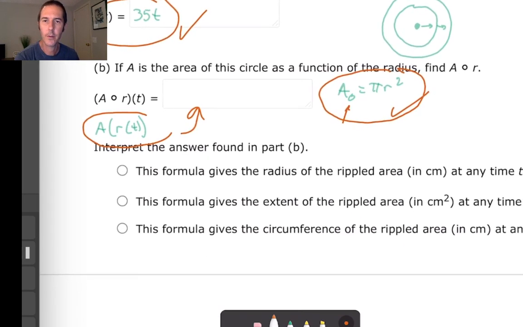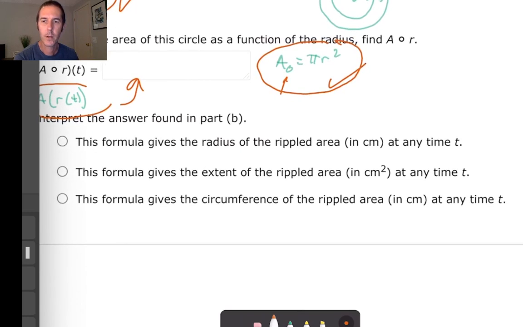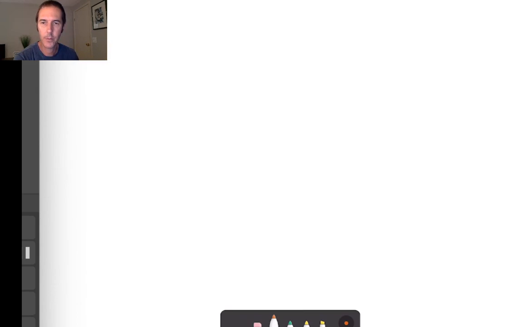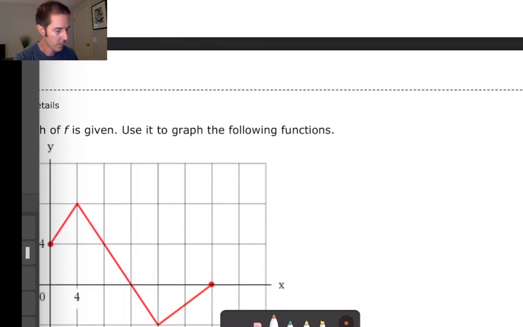Interpret the answer you found in part B. I don't want to read all of those into the microphone. I will let you read those and see if you can make a good selection there.